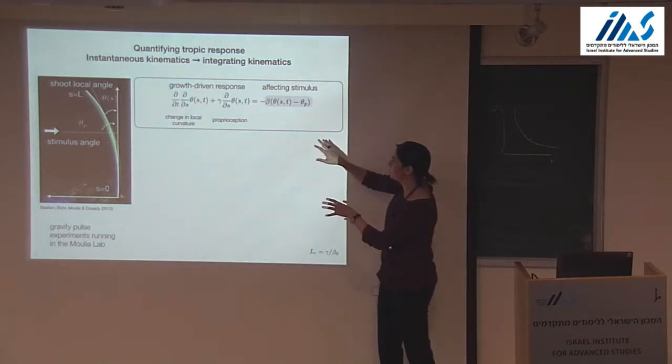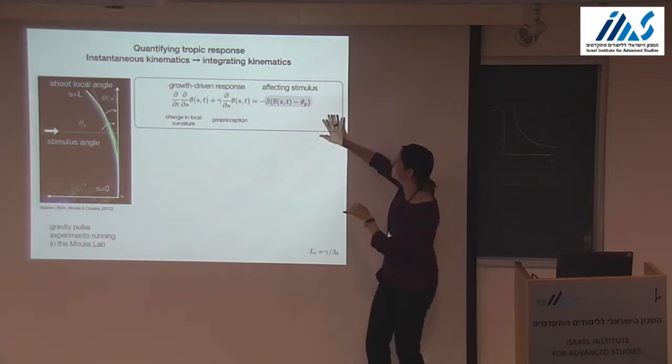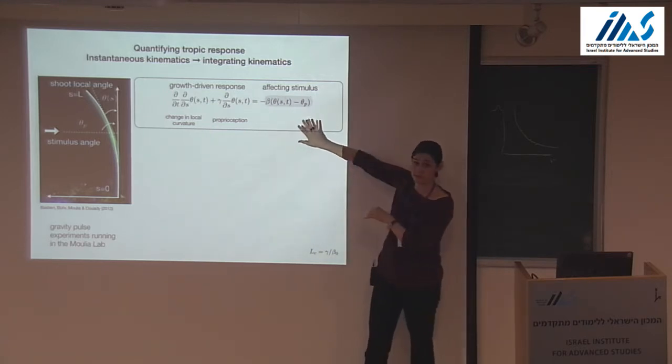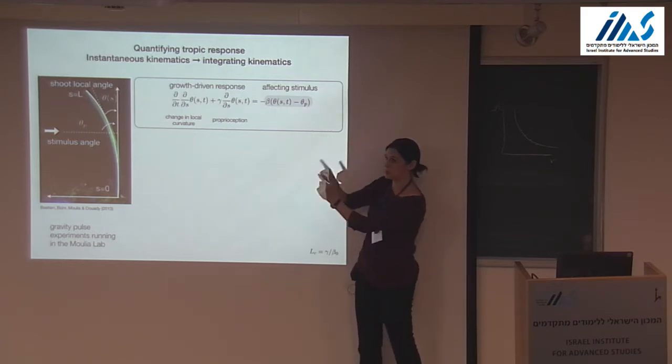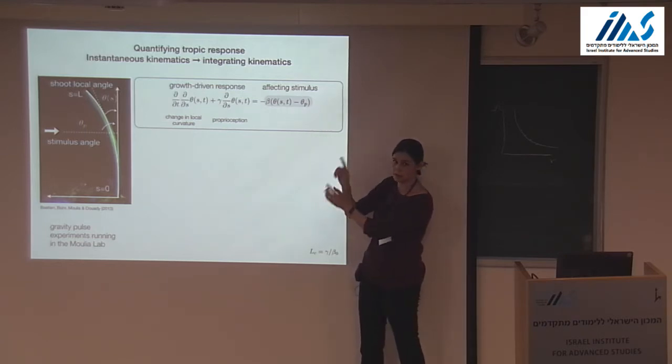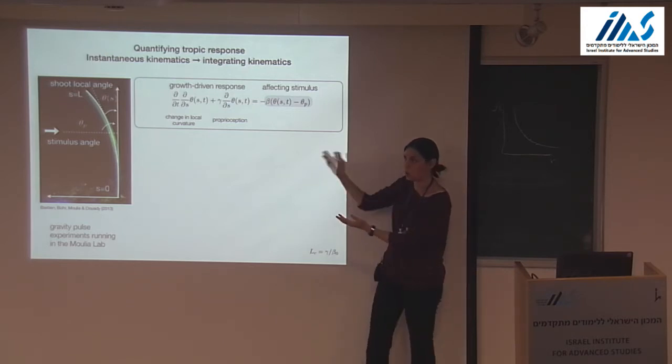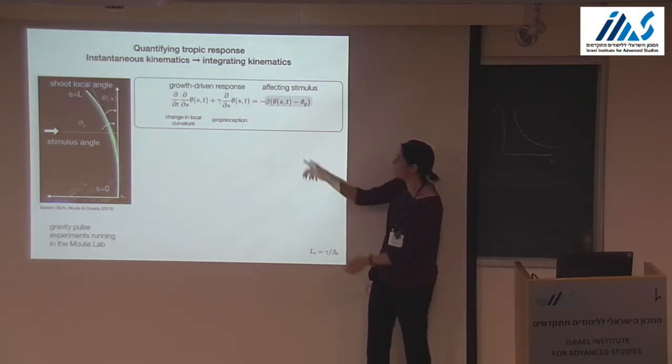And I've rewritten this equation in a way where you can separate, on the right-hand side, the affecting stimulus. So theta p is the angle of the stimulus, and we're looking here at the difference between the local angle and the angle of the stimulus. The goal of the plant is to minimize this angle.